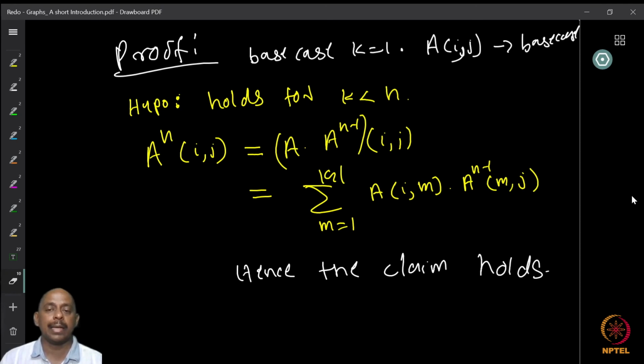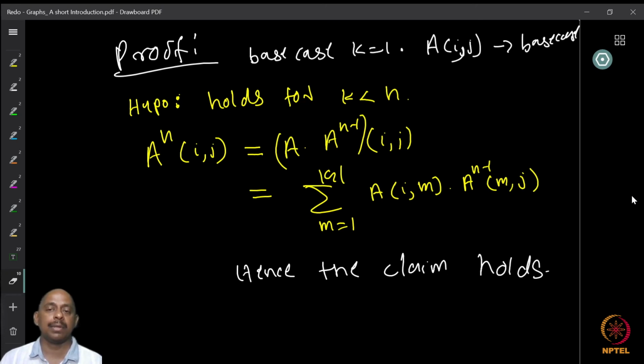Now of course A_ im says that there is an edge between i and m if the value is non-zero, and then A raised to n minus 1, entry (m, j), by induction is the number of walks of length n minus 1 from m to j. Now if there is a walk of length n minus 1 from m to j, and there is a path of length 1 from i to m, then there is a path of length n from i to j.